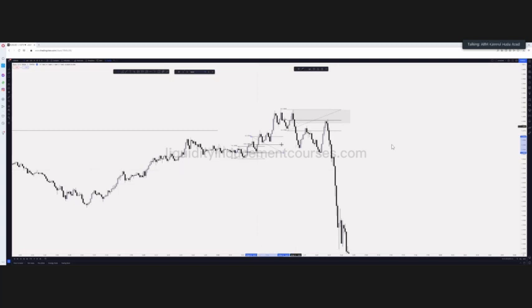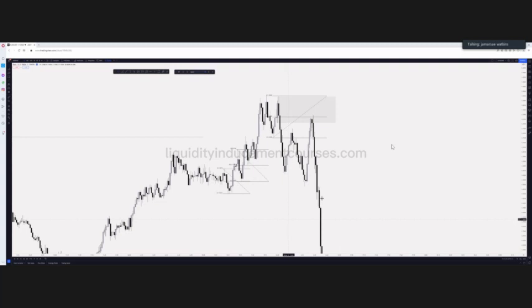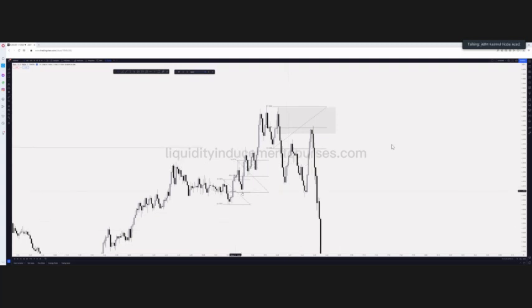Now, if you look at this closely, did the price tap equilibrium? No, right? Let me zoom out. Just watch. The price tapped equilibrium, yes or no? Yes. Good.